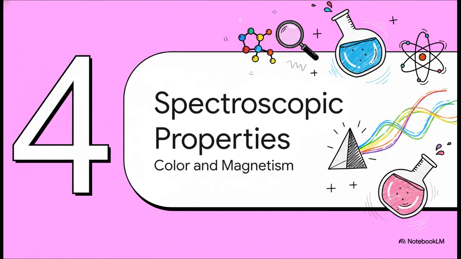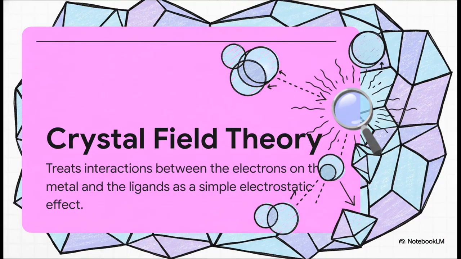All right, that brings us to our final piece of the puzzle, the big why. Why are these compounds so colorful, and why are they magnetic? Why is copper sulfate that brilliant blue? Well, the model we use to explain all this is called crystal field theory. And honestly, it's a really elegant idea. It basically treats the interactions between the metal's electrons and the ligands surrounding it as a simple electrostatic game of push and pull. That repulsion is what changes everything.